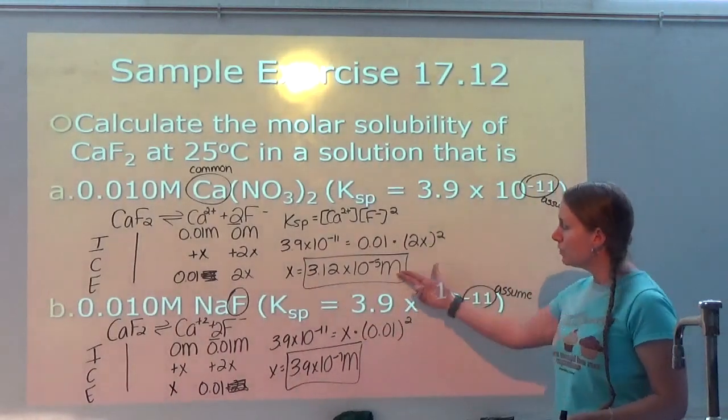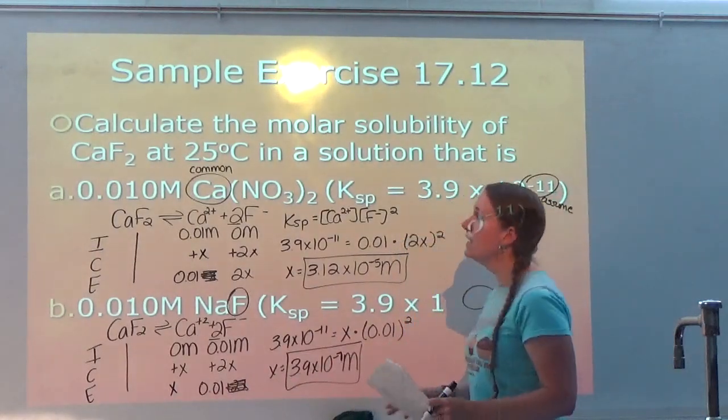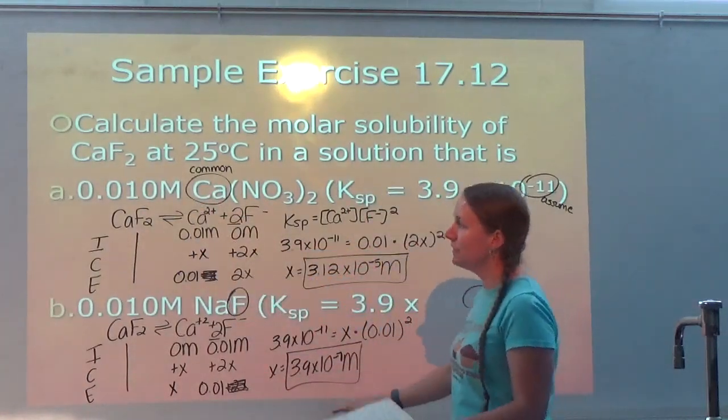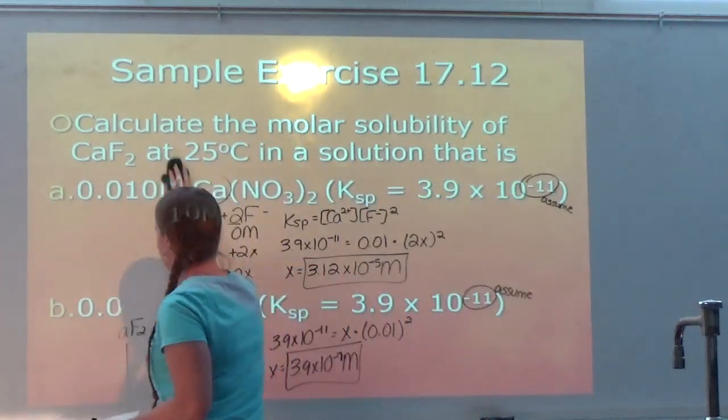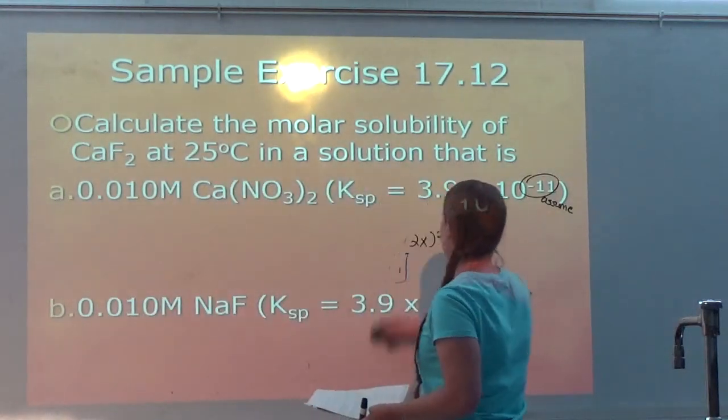Notice the molar solubilities are different. This is 10 to the negative 5 and this is 10 to the negative 7 because the ions aren't in a 1-to-1 ratio, so they have different effects on the overall KSP. Well, not on the KSP, but on the molar solubility. KSP remains the same because we're at the same temperature.